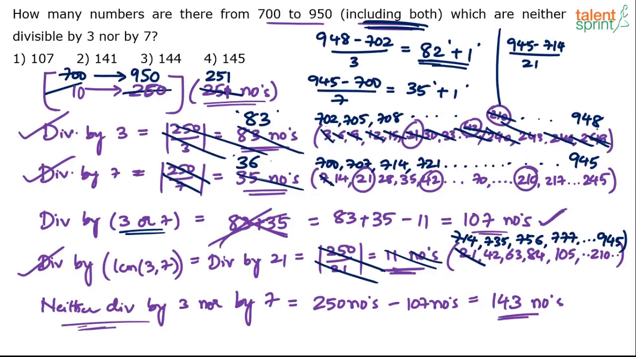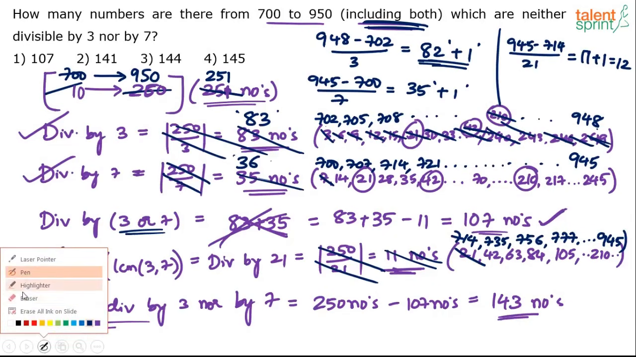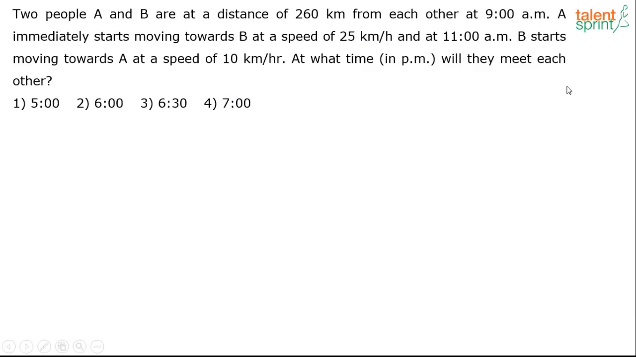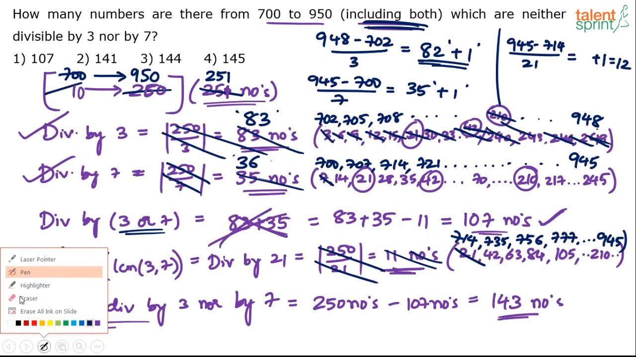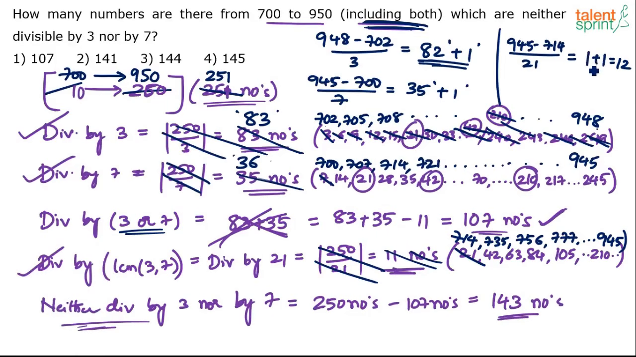231 by 21 is 11, yeah, 11 plus 1. I don't have to explain why 11 plus 1, which is equal to 12. Plus 1, 12. This plus 1 is because 714, which was a multiple of 21, got excluded. So we are adding that as well. Now you do this calculation.